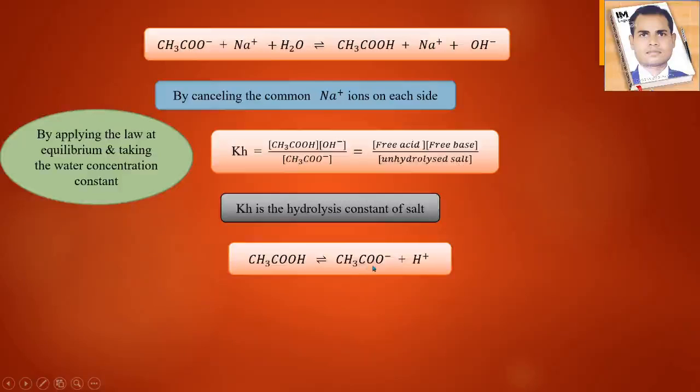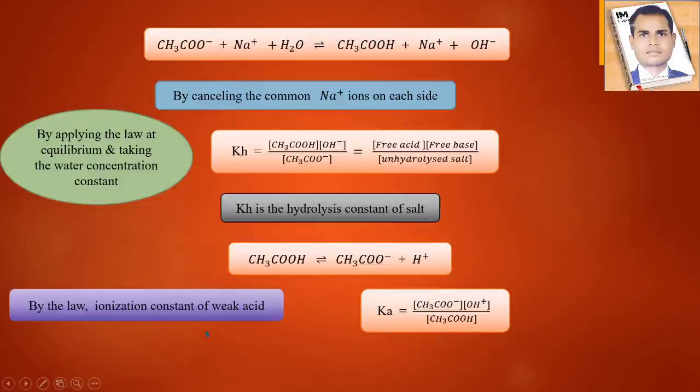Okay, so you will get ions CH3COO minus plus H plus. So this is the ionization constant of weak acid, that is Ka. Ka is the ionization constant of the weak acid. Now by the law, you will arrange the concentration of product divided by the concentration of reactant. This side you will write here, and this side you will write below. In this way we have to write.